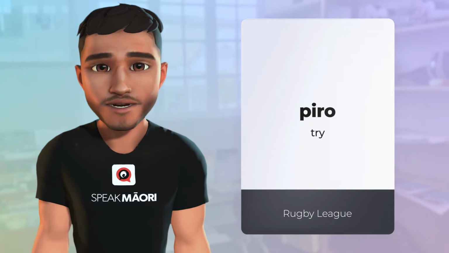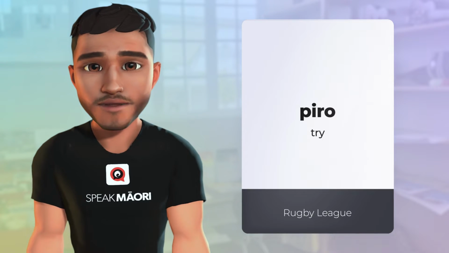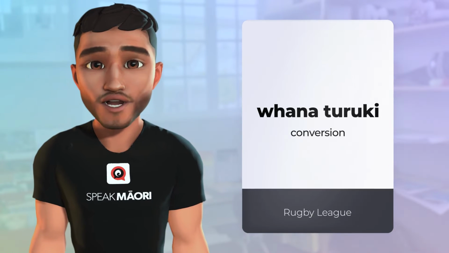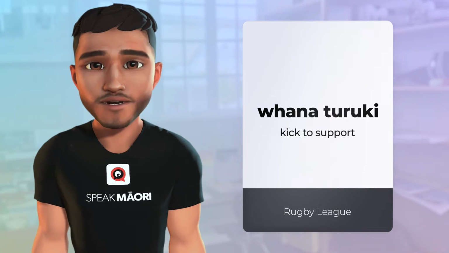Firstly, let's look at the term try. In Te Reo Māori, this is known as a piro. The conversion of a try is known as a whana turuki, or kick to support.